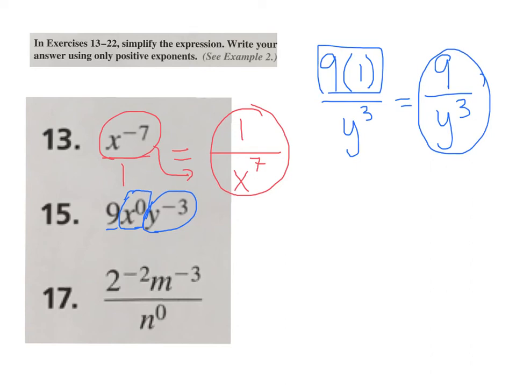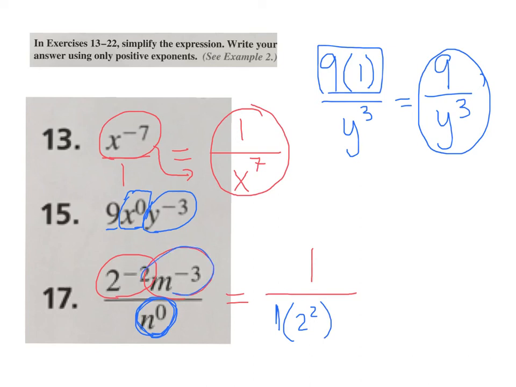Okay, on our last example, I've got 2 to the negative 2 power. I'm going to move it to the bottom. I've got m to the negative 3. I'm also going to move it to the bottom. So everything from the top is going to the bottom. Now, this n to the 0, anything to the 0 power is 1, so I've got a 1. That represents this. 2 to the negative 2, when I put it on the bottom, would be 2 to the positive 2. And then right here, I've got m to the positive 3 power.